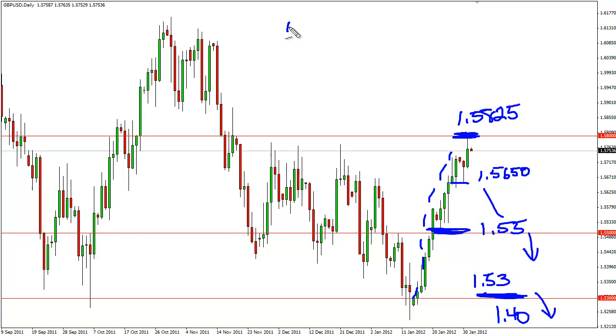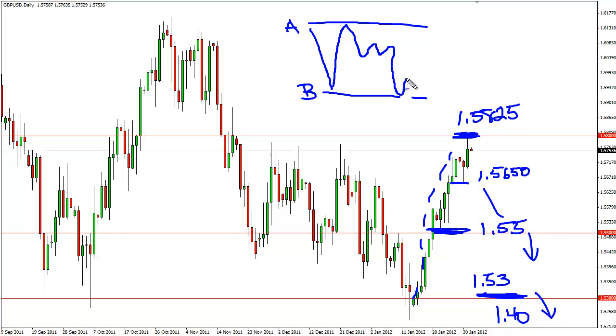You have to think of the market as a simple A to B situation. Markets are perpetually doing this. They may jive around a little bit, but they are perpetually doing this, going between 2 points. No matter what kind of chart you're looking at, you're going between 2 points.